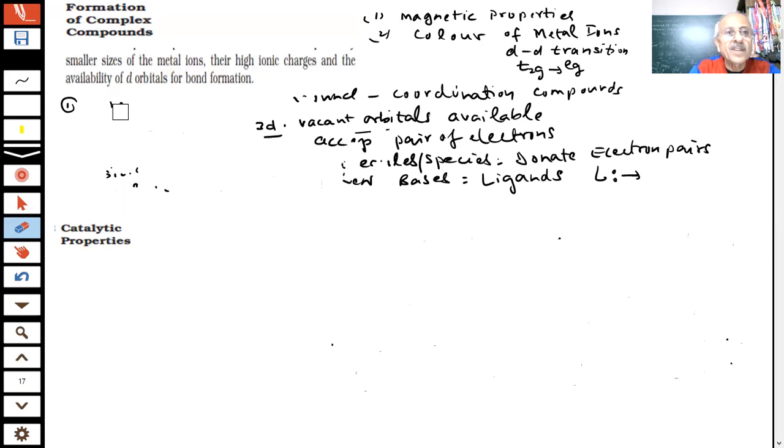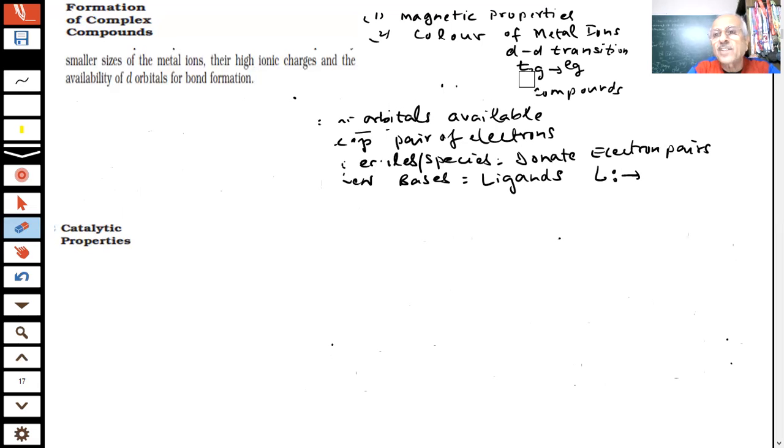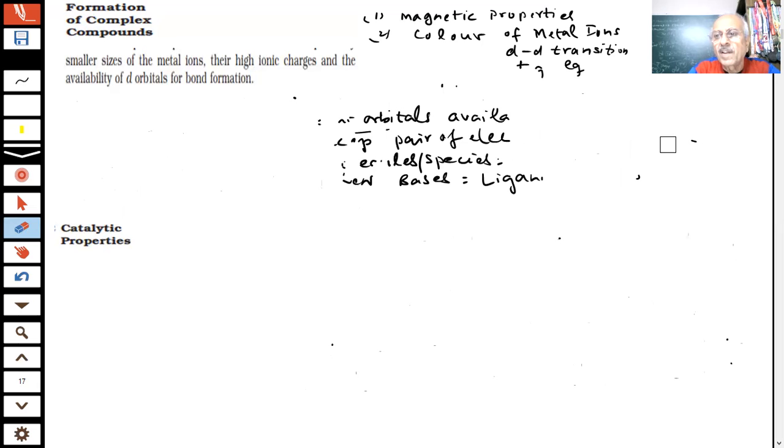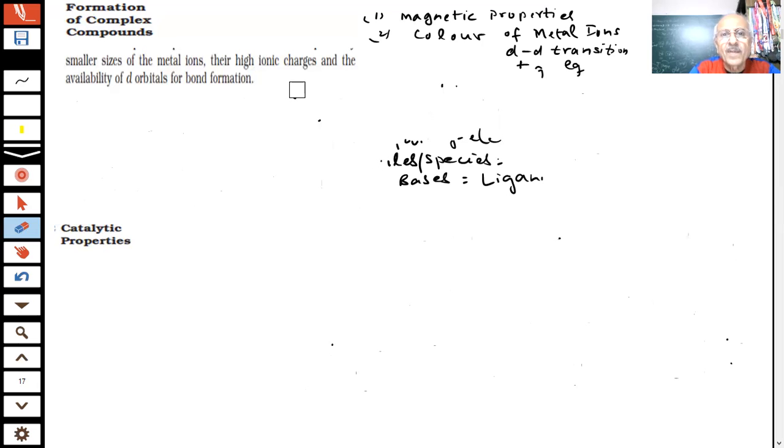Now we are going to discuss the catalytic properties of the transition elements. You are aware that we use a large number of catalysts in chemistry. Are you aware of that, students? Yes, sir. What are catalysts, students? What does the catalyst do? It increases the rate of the reaction.